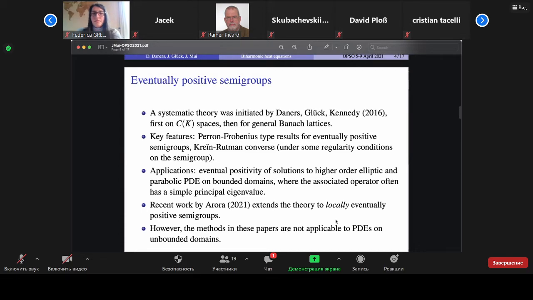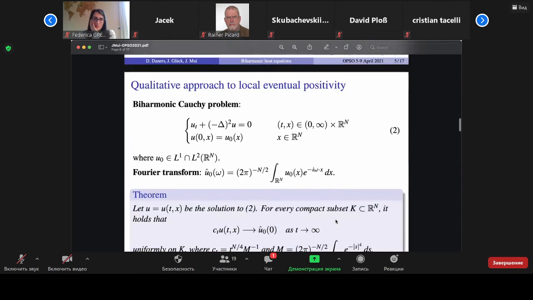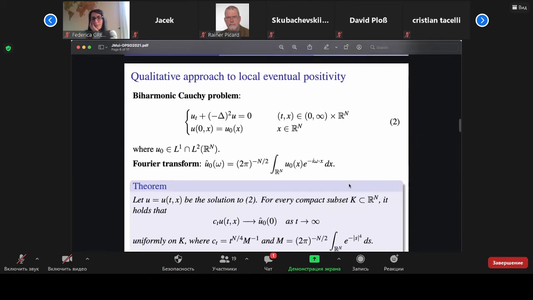And so I'd just like to highlight some of the key features. And here's the main theorem. So let's consider the biharmonic Cauchy problem. And here we take initial data in L1 intersect L2. And this is because we want to use the Fourier transform and its inverse.